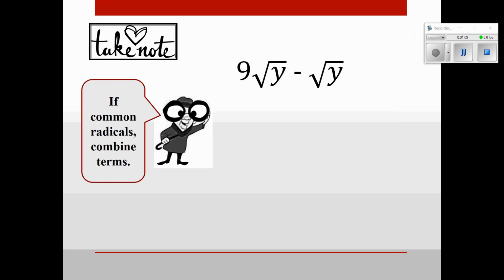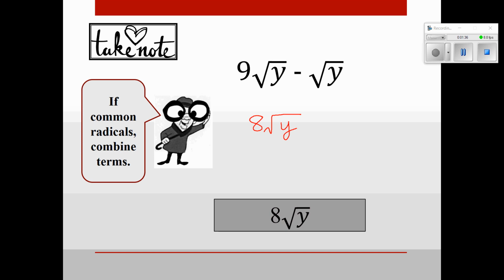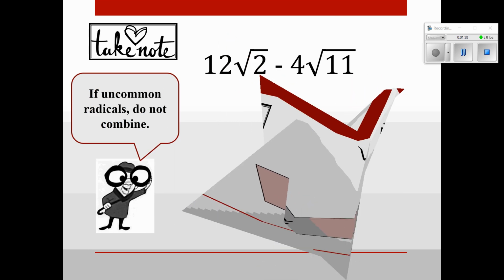Here we have, again, common radicals. We have 9 times the square root of y minus the square root of y. In front of this root y, remember we have an invisible 1. So what we actually have on the outside is 9 minus 1, which of course is 8. And then we keep the radical. You're going to multiply that times the square root of y. And that is simplified. Now they're going to get a little harder here.